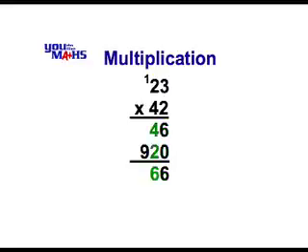4 add 2 is 6. Again, there's no carryover, so we move on to the next column. 9's by itself, so 9 add nothing is 9. And this gives us a final solution, that 23 multiplied by 42 is 966.